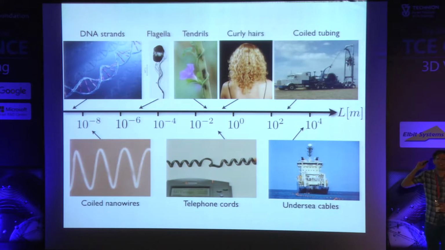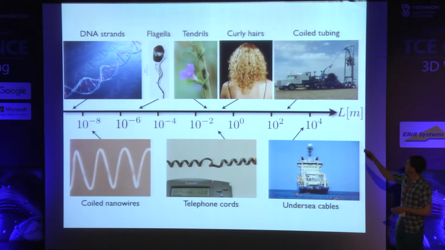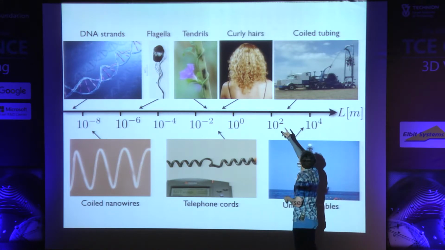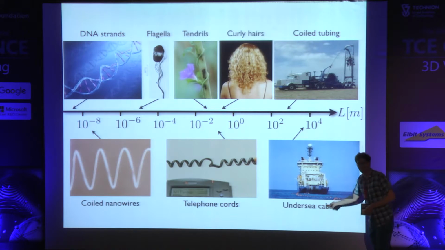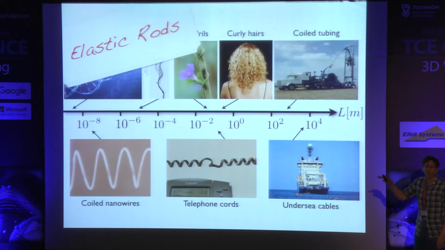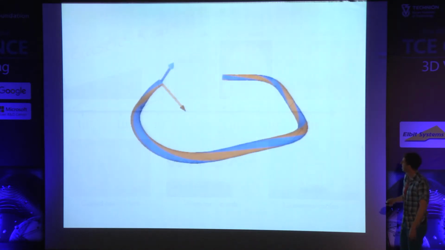Curves appear in physics at lots of different scales. You have the strands of DNA, you have the flagella of a bacterium, you have the tendrils of a plant, you have old-style telephone cords, you have hair, you have undersea cables, so lots of different scales. One thing that ties all of these kinds of curves together is that regardless of the scale, they can be modeled nicely by the theory of Kirchhoff elastic rods, which we won't talk about in full detail.